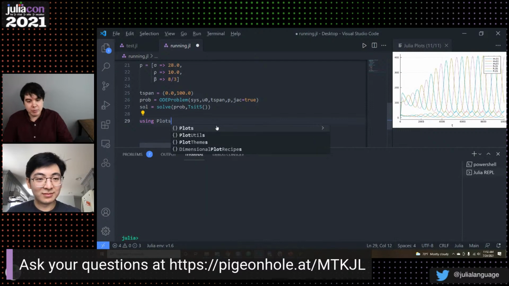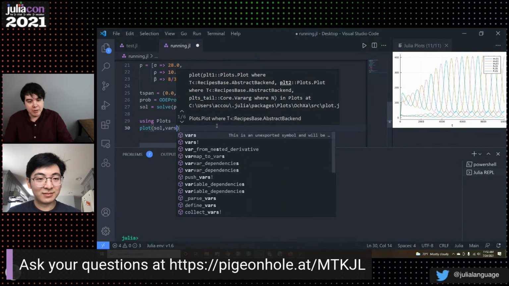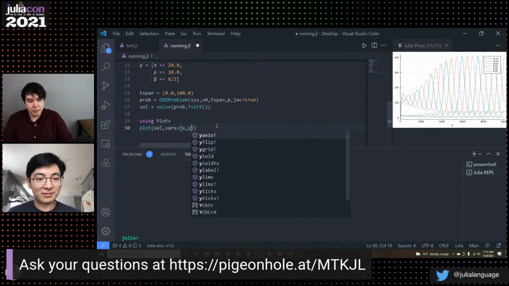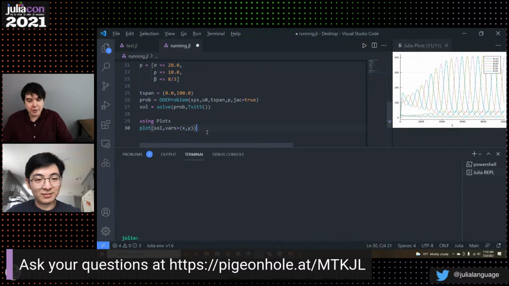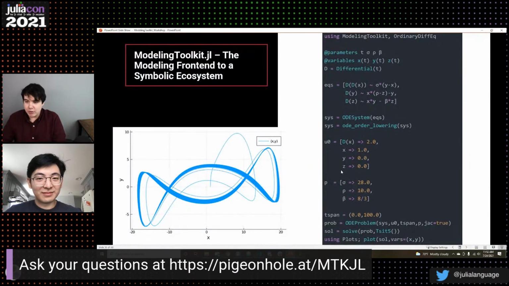So if you go to Plots, right, you might know about the plotting recipe for the differential equation library. This now all supports the symbolic variables. So if we say, oh, plot variable x against variable y, you make this plot here, and this is this beautiful picture of the Lorenz equation. This is why I like to choose this example. Right. So that's how this example really works, right?